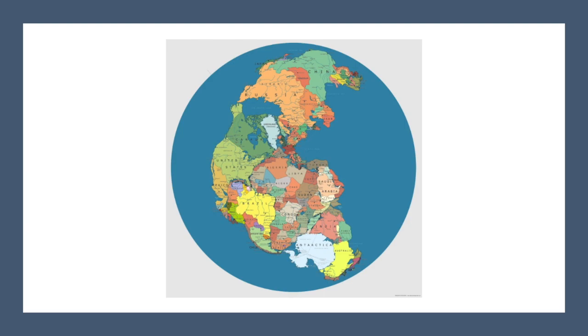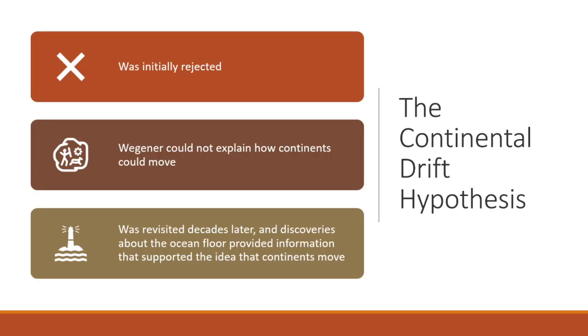So basically the idea was if we push these all together, they fit together quite well, given that there could have been erosion, etc., leading to some of the shape. So maybe at one point there was just one large continent. So this was originally rejected. People were saying, hey, no, you can't explain how these continents could move, so we're going to stick with what we were saying before.